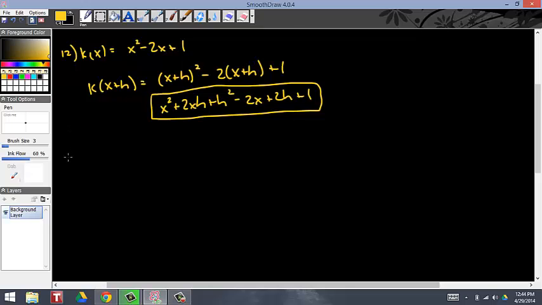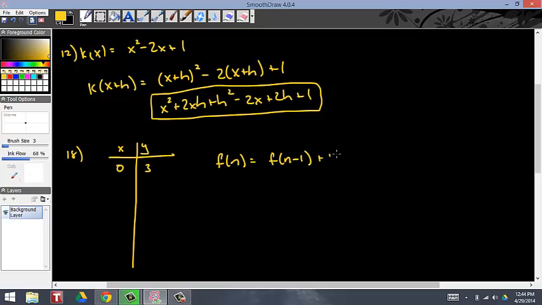Okay, 18 through 21, we actually never really covered, but if you want me to do it, I will. Number one: find the next 4 iterations. So if f of 0 is equal to 3, that means if we put it into an xy chart, I have a 0 and I put a 3 in there. And then they say f of n is equal to f of n minus 1 plus 4.